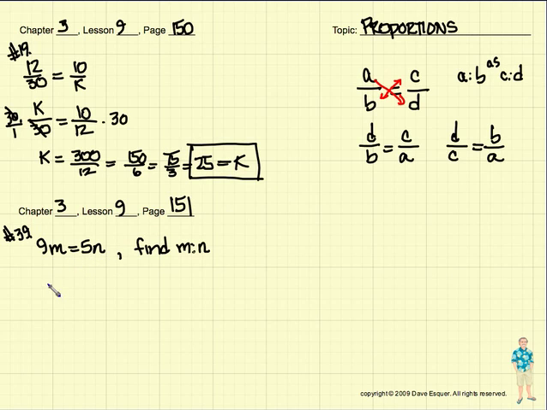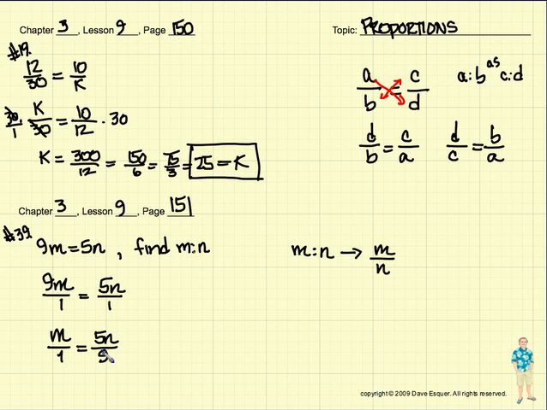9m is equal to 5n, sorry. So let's write this as 9m over 1 is equal to 5n over 1. And I'm going to try to find this ratio of m to n. Remember, m to n is the same thing as m over n. So no great mystery. What I want to do is move this 9 down below. So I'm going to end up with m over 1 is equal to 5n over 9.